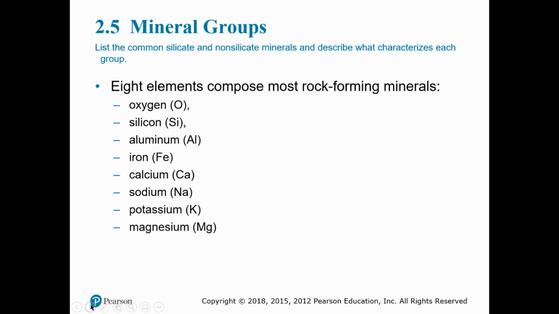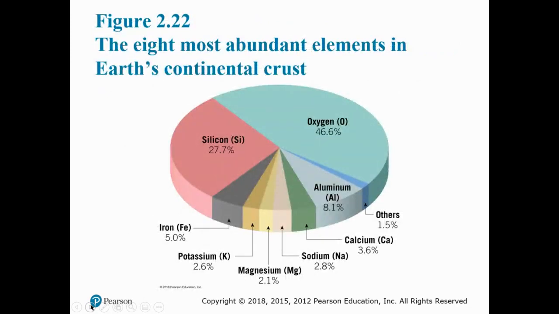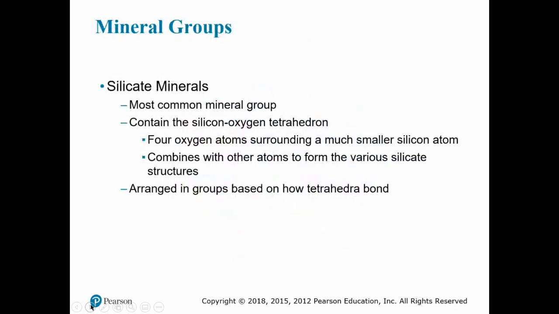The next section here looks at what elements, so when we talk about elements, we're talking about elements from the periodic table. These elements compose the rock-forming minerals. So we have these 8: oxygen, silicon, aluminum, iron, calcium, sodium, potassium, and magnesium compose the majority of our rock-forming minerals. And so you can see here their relationship, how much is found in the Earth's crust, which is where our minerals and rocks come from.